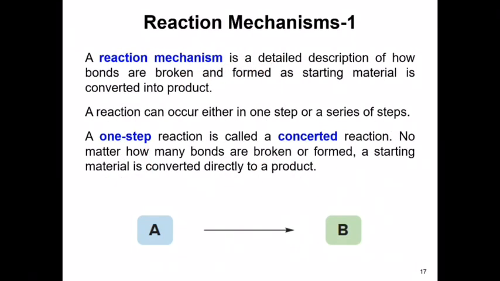So in every organic chemical reaction, there's always a reaction mechanism, which is a detailed description of how bonds are broken and formed as reactant is converted into product. So it basically illustrates how molecule A is converted into molecule B. Some chemical reactions happen in a single step, while some others happen in multiple steps. If a chemical reaction happens in a single step, then it's known as concerted reaction. So it doesn't matter how many bonds are broken or formed, the reactant is always converted directly to a product.